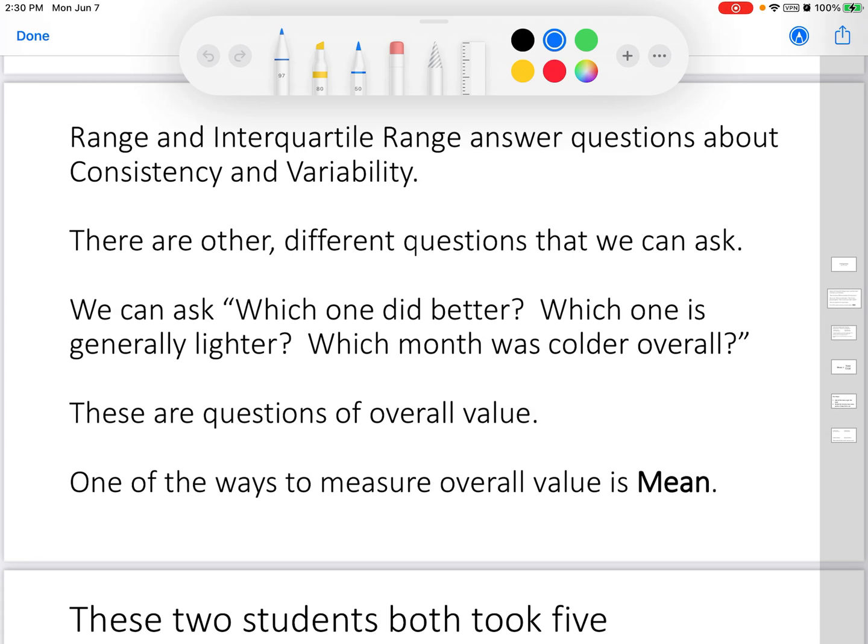We could ask things like, which group did better? Which one was generally lighter? Which one was generally heavier? Which month was colder? Which month was warmer overall? These are questions of overall value. And one of the ways to measure overall value is mean.